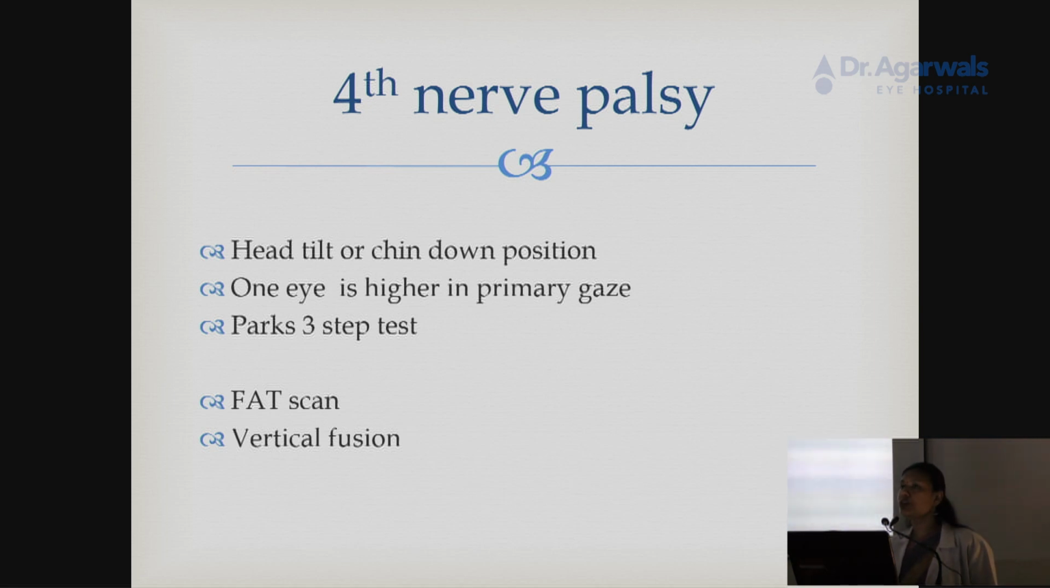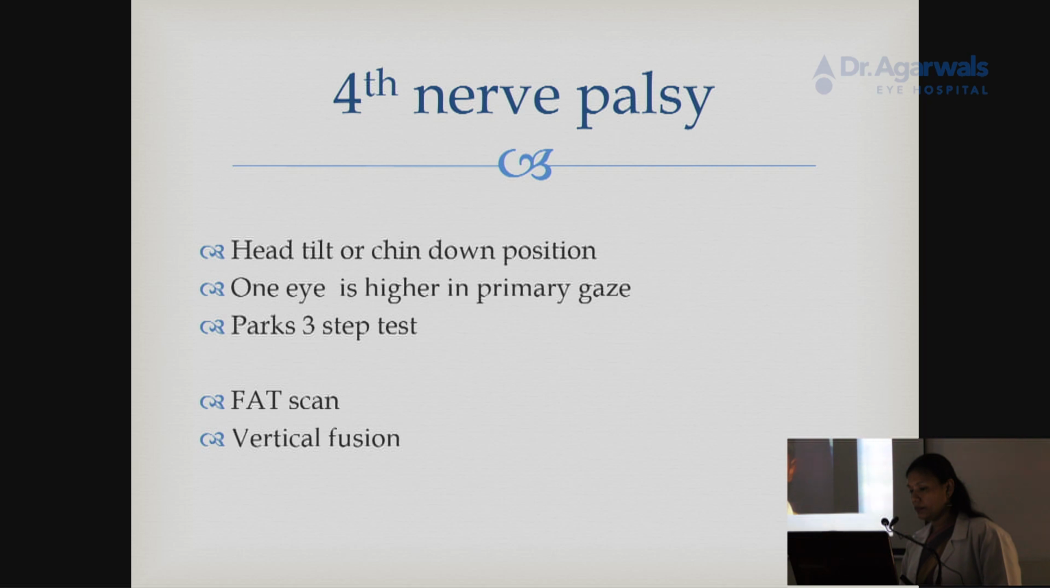And then you have to look at the vertical fusion. Vertical fusion in a normal person will be only 3 to 5 prism diopters, beyond which the patient will have double vision. In cases of congenital fourth nerve palsy, the patient will be able to fuse a very large amount, up to 10 prism diopters.